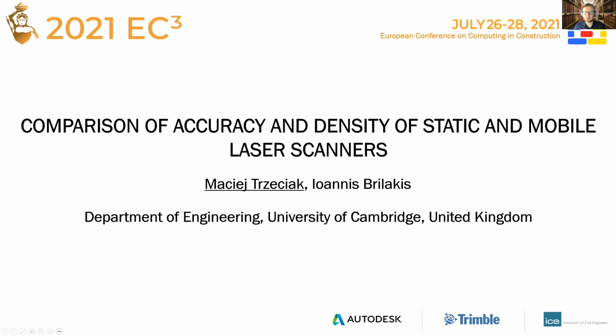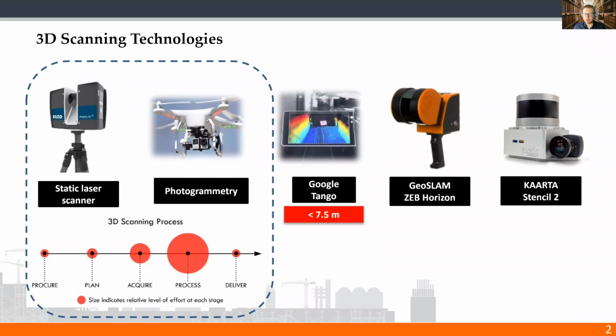In this paper, we will explore and compare the performance of laser scanners and relate it to different use cases popular in the construction industry. To begin with, we have different types of scanning devices in the construction industry. Some of them are presented in this slide. The first one is a static laser scanner.